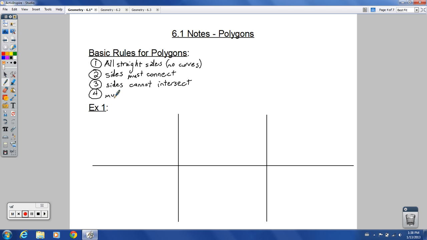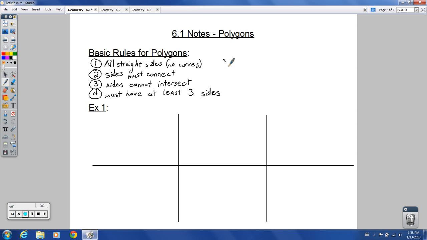You must have at least 3 sides. So a polygon, something that has to be true about this shape, it has to have all straight sides. The sides have to connect. The sides can't intersect. And you have to have at least 3 sides.